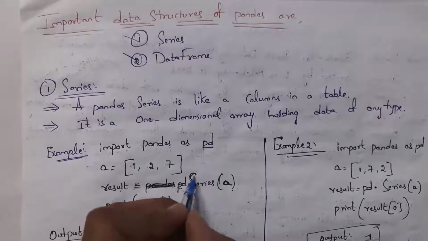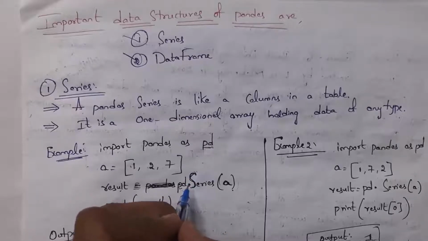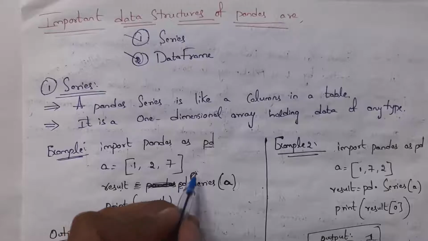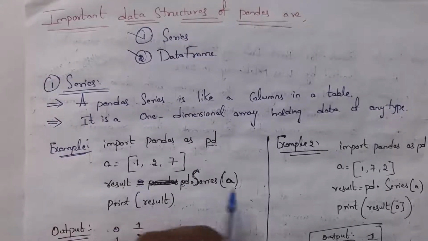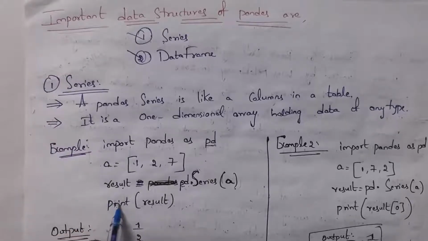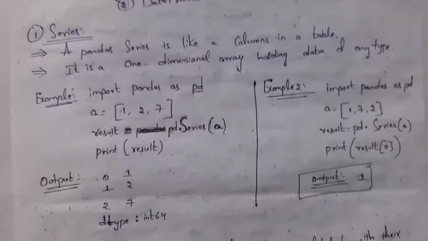Guys, just remember that for series S is capital letter, not small letter. So in series S is capital letter and remaining all are small letters. And my result is stored in variable result. Whenever you write here print result, this is my output.